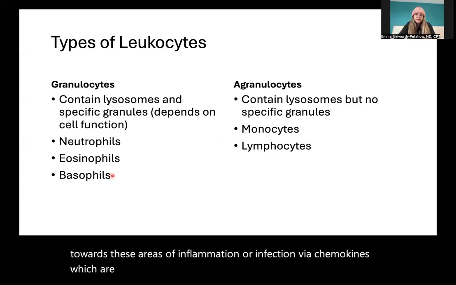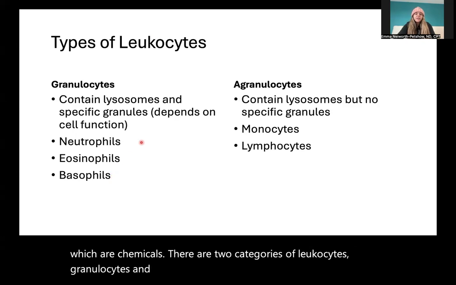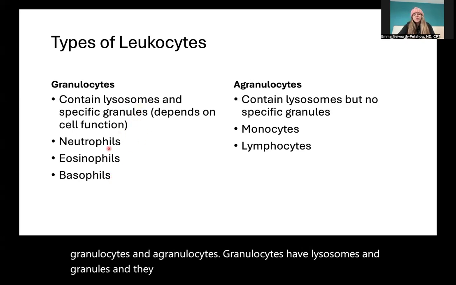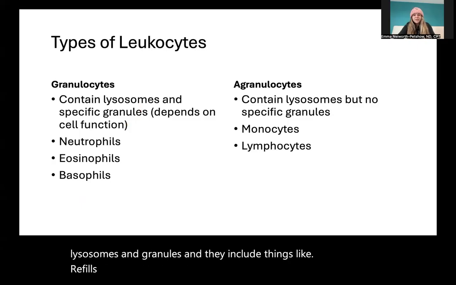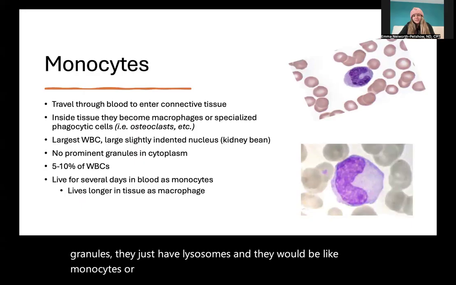There are two categories of leukocytes, granulocytes and agranulocytes. Granulocytes have lysosomes and granules, and they include things like neutrophils, eosinophils, and basophils. Agranulocytes do not contain granules, they just have lysosomes, and they would be like monocytes or lymphocytes.